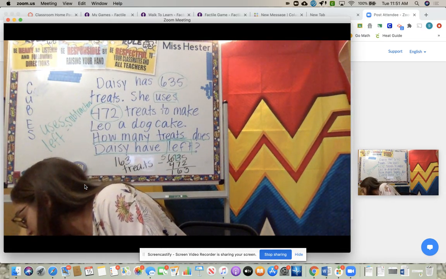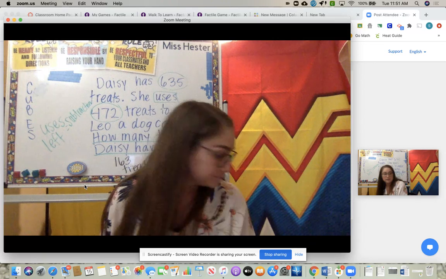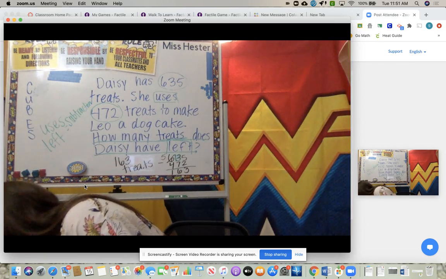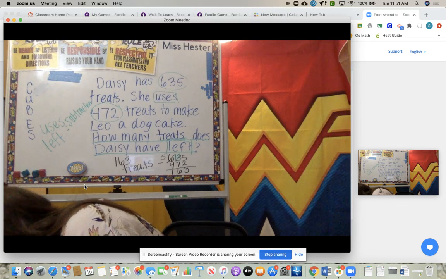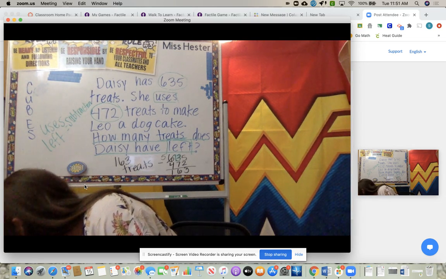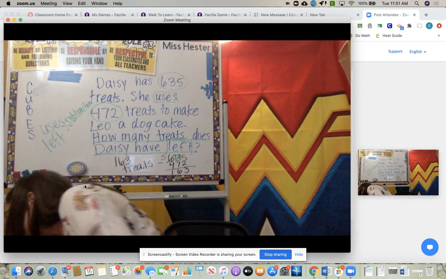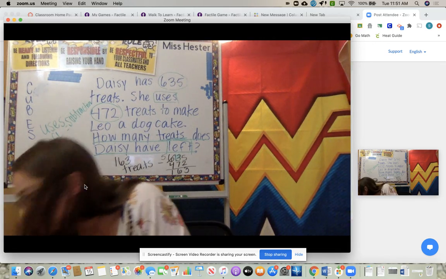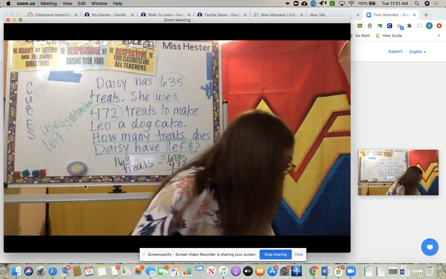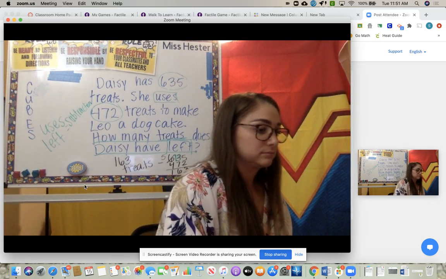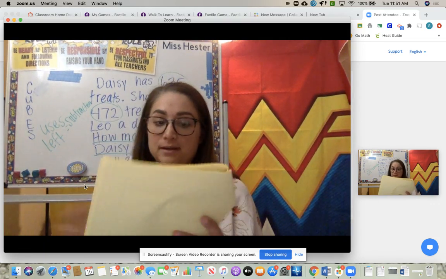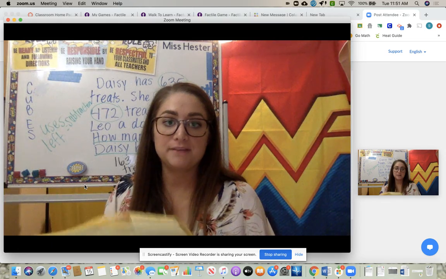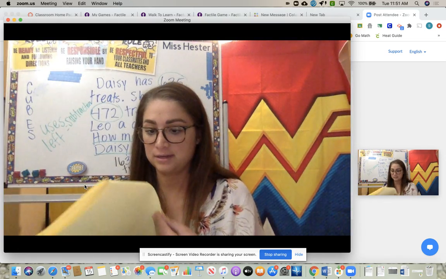Then we worked on our vocabulary. I can find it under my folder. All right. So I had students share what they found yesterday, and I'll go over the synonyms.